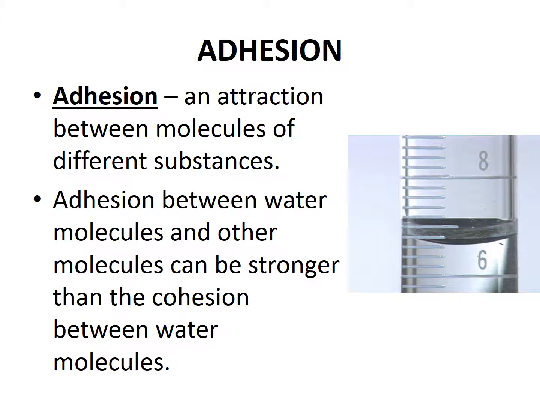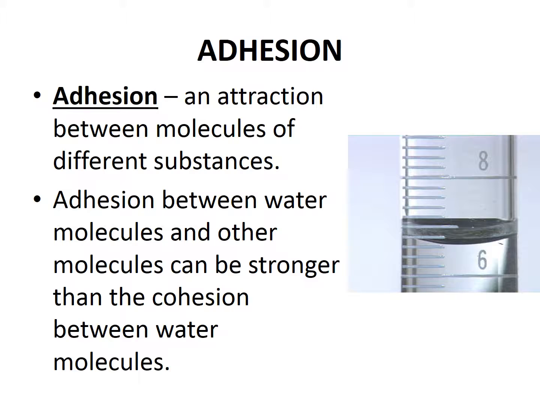A third property of water related to hydrogen bonds is adhesion. Adhesion is the attraction between molecules of different substances. Adhesion is responsible for the upward curve on the surface of the water in the graduated cylinder. This curve is called a meniscus and occurs because water molecules are attracted to the glass of the graduated cylinder.